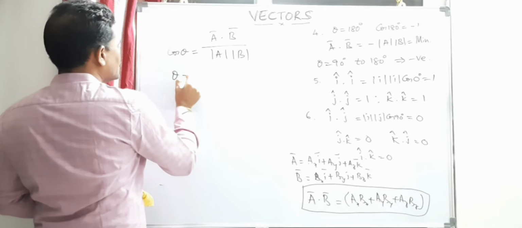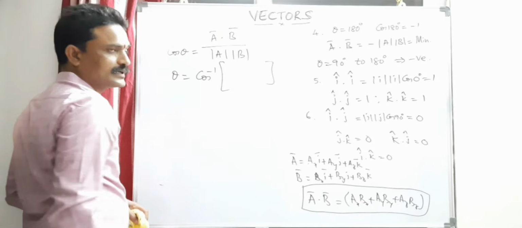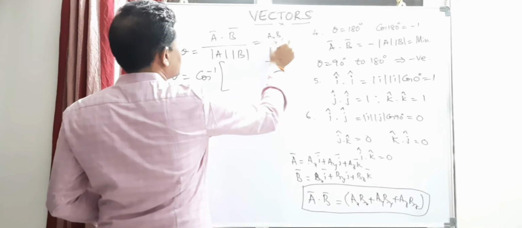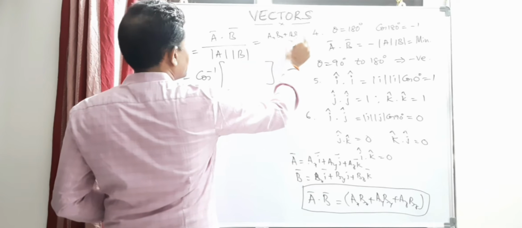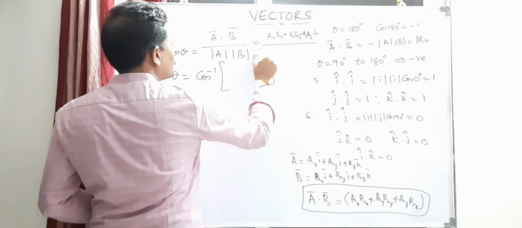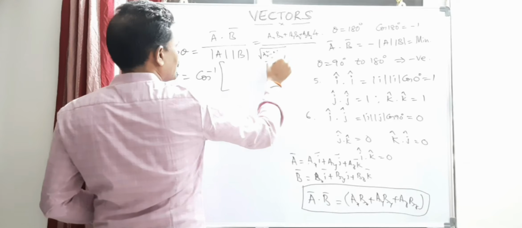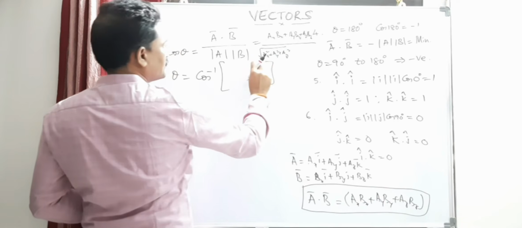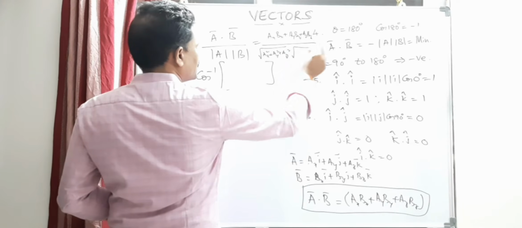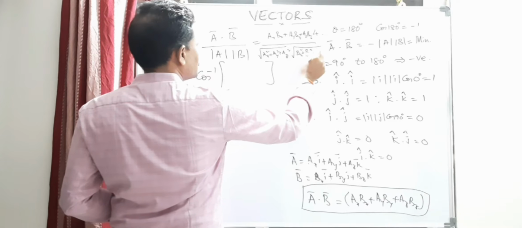So the theta value can be written as cos inverse of this one. Now A dot B can be written simply as AX BX plus AY BY plus AZ BZ. What is the value of mod A? Mod A we know is under root of AX square plus AY square plus AZ square. What about mod B? Same, under root of BX square plus BY square plus BZ square.